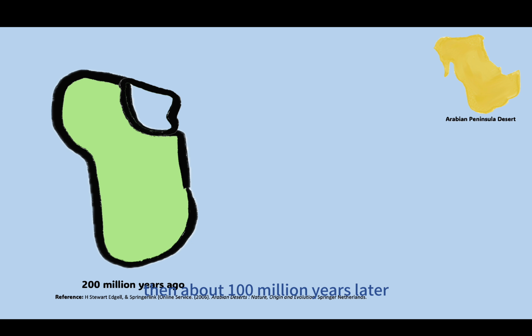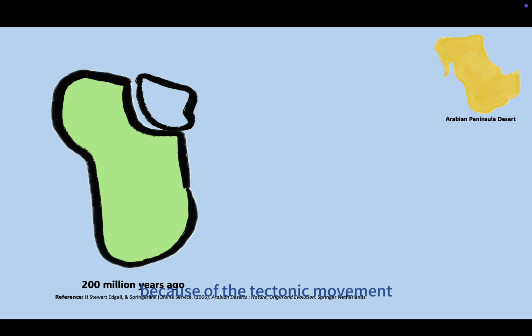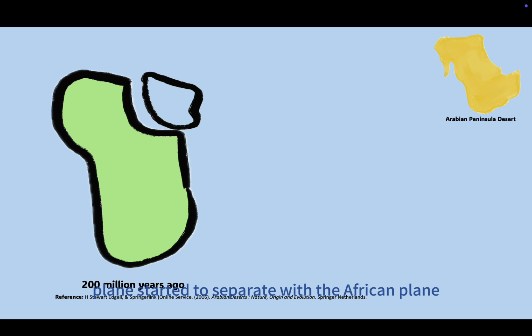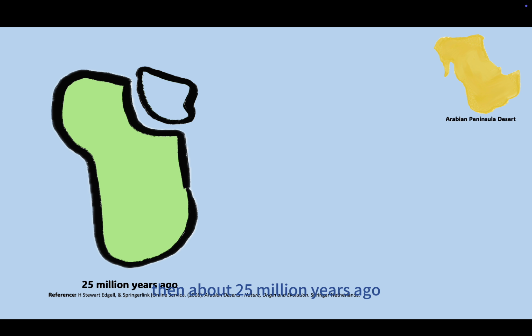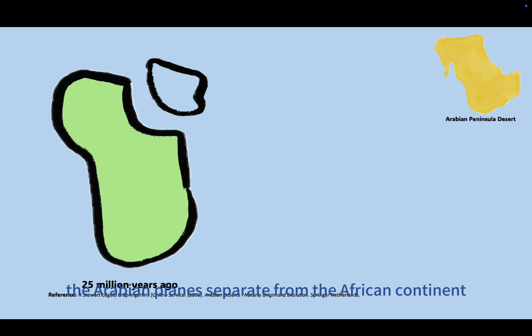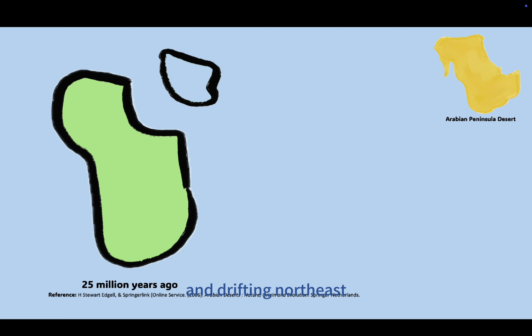Then, about 100 million years later, because of tectonic movement, the Arabian plate started to separate from the African plate. At that time, the Arabian plate was still covered with shallow seawater. As the climate became warmer, seawater evaporated, leaving behind salt deposits, providing the material foundation of future desertification. Then, about 25 million years ago, the Arabian plate separated from the African continent and drifted northeast.